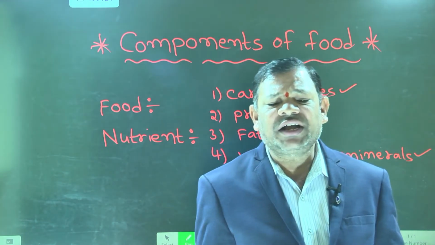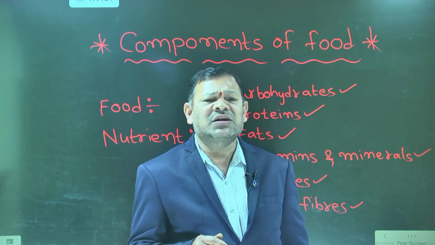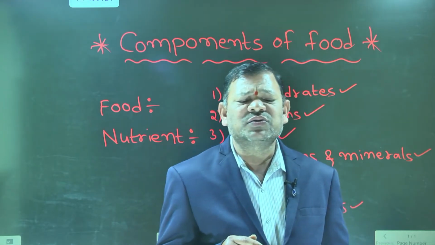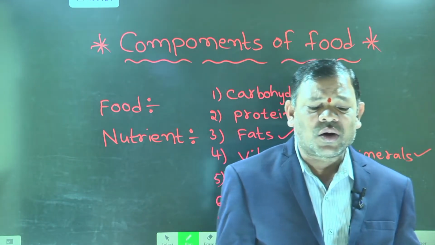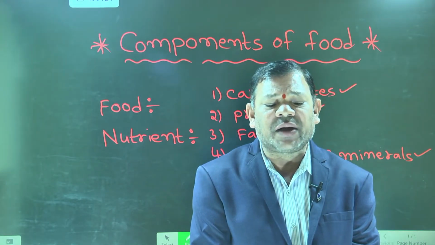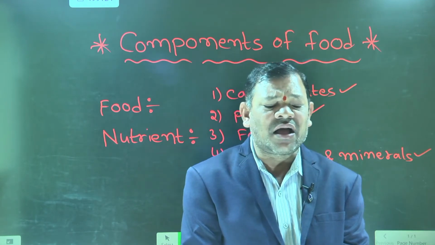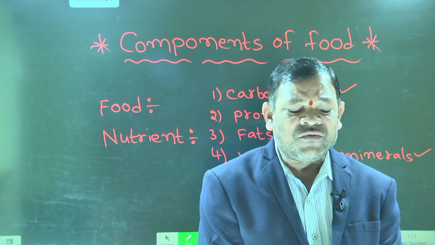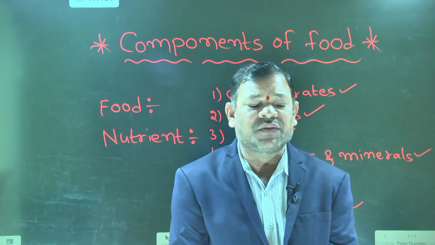Next, every day you should drink a sufficient amount of water. Water is also a major component of our food. Every day five to six liters of water you should drink. Water is also an essential component needed by our body. Most fruits and vegetables contain water. We must drink sufficient water for the proper functioning of the body.